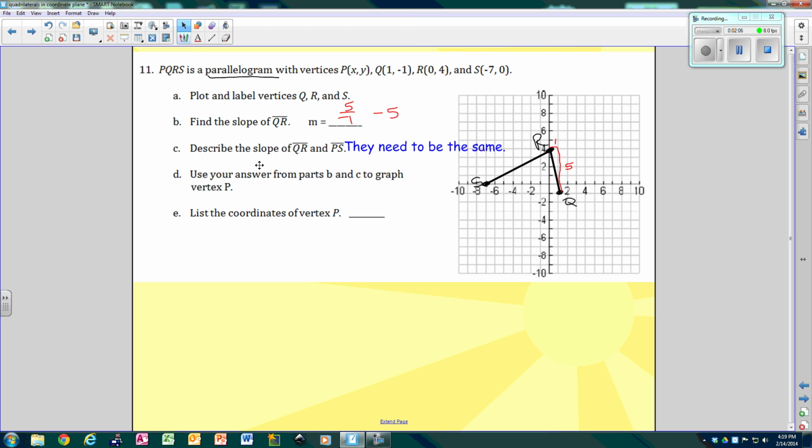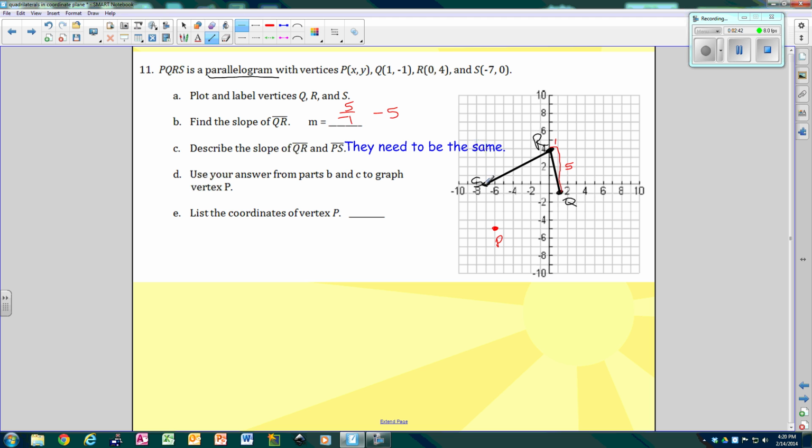All right. So now, using your answer from part B and C, graph where vertex P should be. Okay? So vertex P, if I go up 5 and over 1, then I need to go down 5 and over 1. So we're going to go 1, 2, 3, 4, 5 over 1. So we need to be right there. So that is where we need to plot point P.